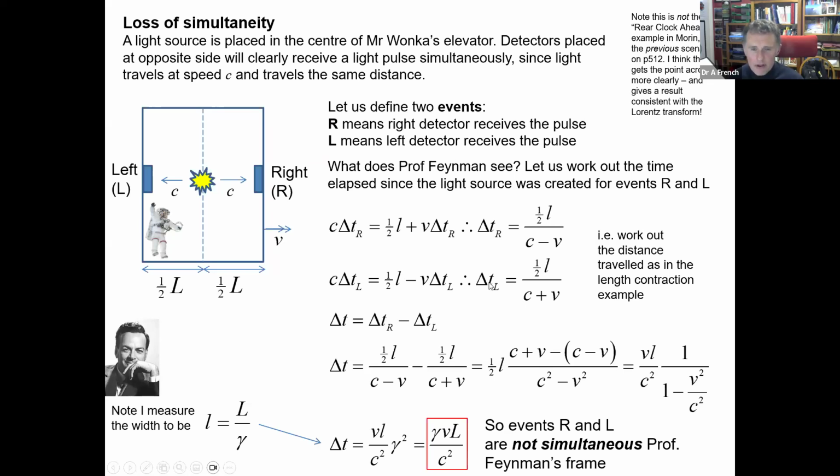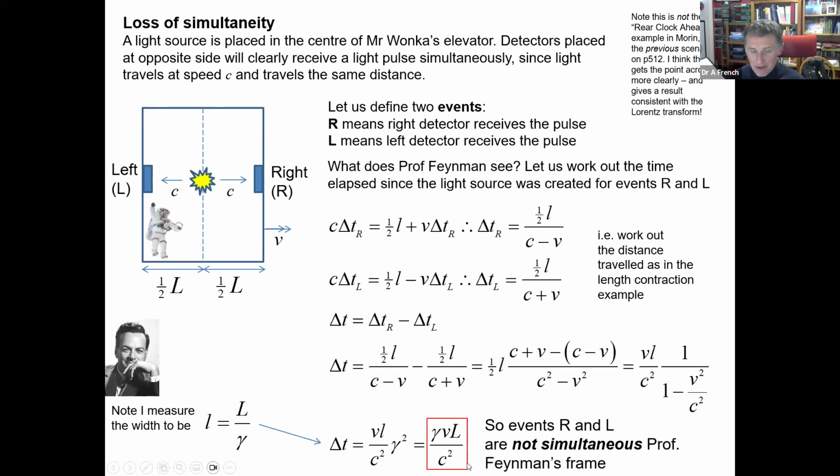Now, rather than adding those things together, what we're going to do is see what the difference of those things is. So in other words, that delta T_R, the time it takes to get from the middle to here, according to Professor Feynman, and delta T_L, the time it takes to get from the middle to the left, those things you can clearly see are not the same. And if you work out the difference and do a bit of algebra, what you end up with is something that depends on gamma squared. So the time error, or the loss of simultaneity, because in this frame these 2 events happen at the same time, but in Professor Feynman's frame they don't, is gamma v L over c squared.